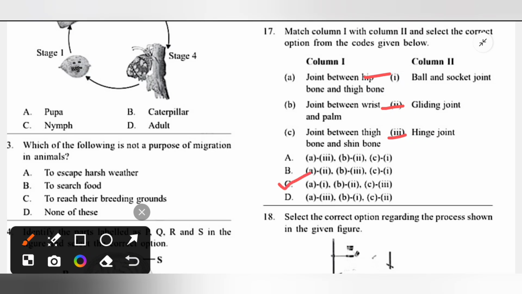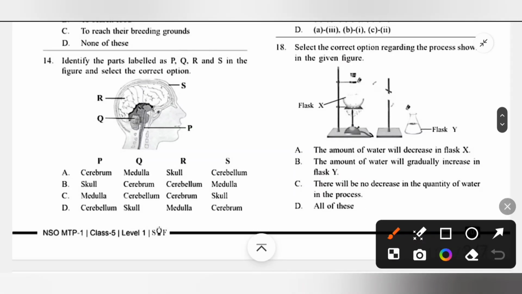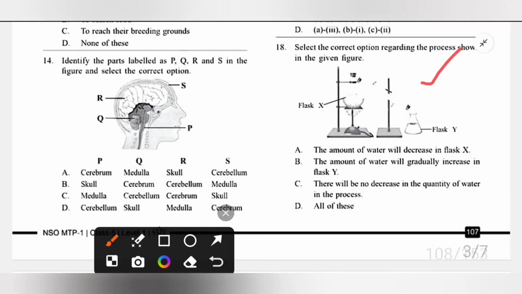This option C is the correct answer. Okay. Select the correct option regarding the process shown in the given figure. So the given process is distillation. Option A, the amount of water will decrease in flask X. So true option, because on heating the water will be converted into water vapor. So the amount of water will decrease in flask X.